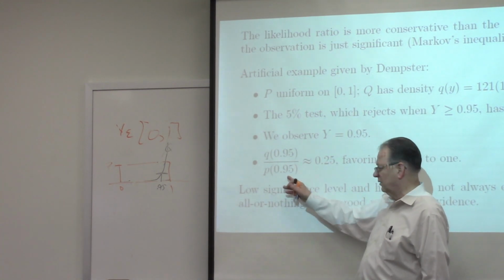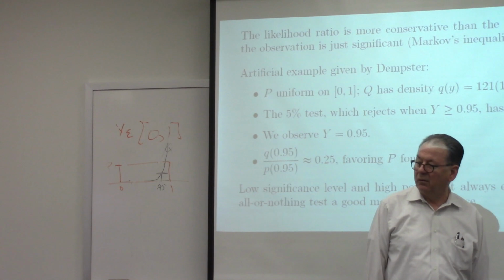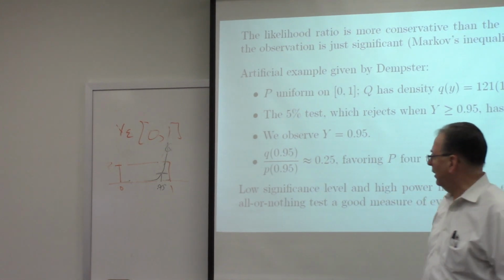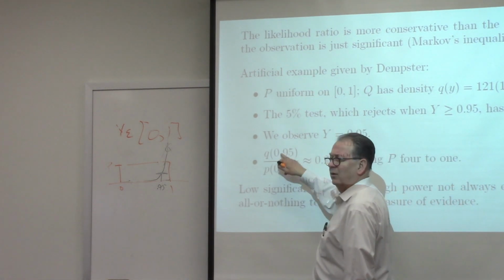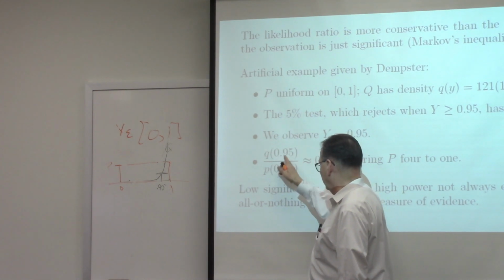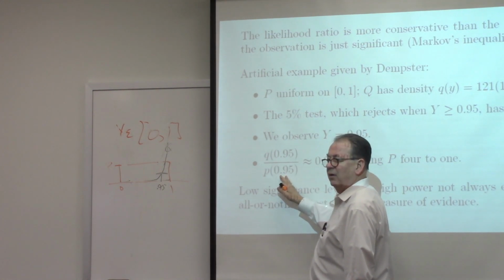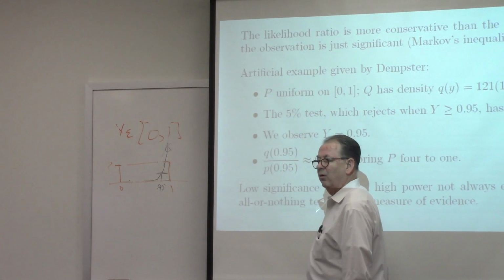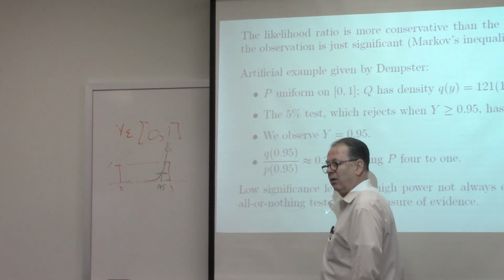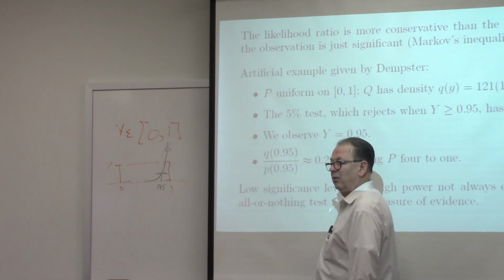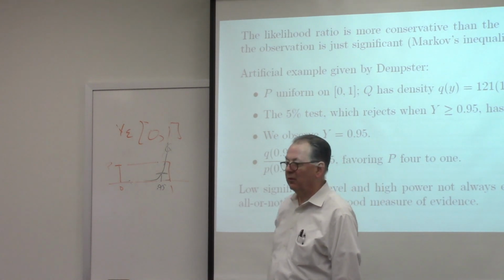It's 4 times as likely. A little region around 0.95. Yeah, that's what the likelihood ratio means. It means in a little region around 0.95, it is more likely that you get that result under P than under Q. 4 times. That's what the likelihood ratio is.